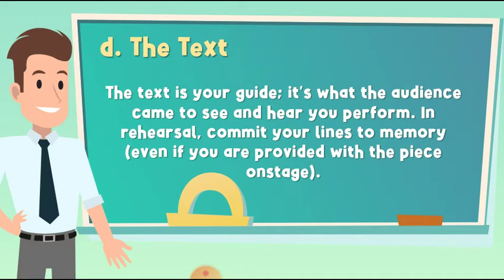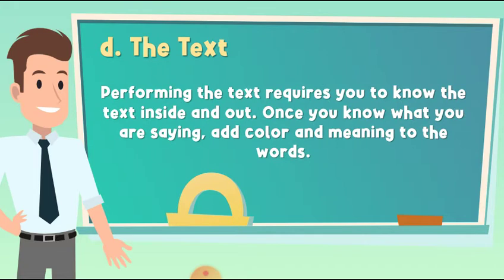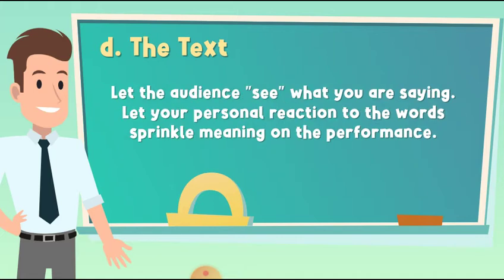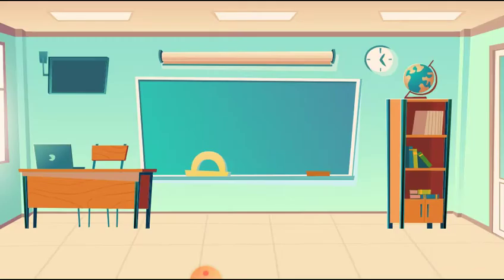The text is your guide. It's what the audience comes to see and hear you perform. In rehearsal, commit your lines to memory even if you are provided with a piece on stage. Performing the text requires you to know the text inside out. Once you know what you are saying, add color and meaning to the words. Let the audience see what you are saying. Let your personal reaction to the words sprinkle meaning on the performance.